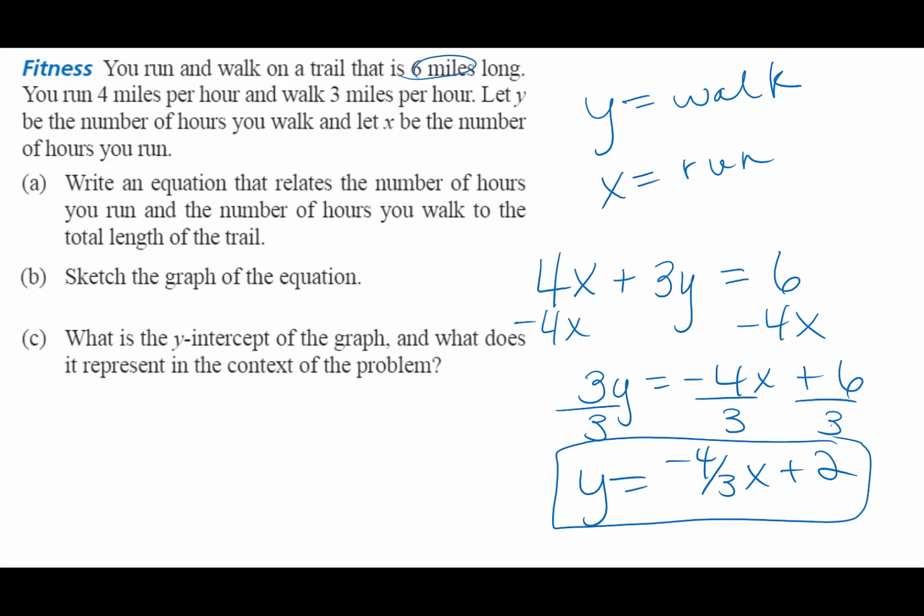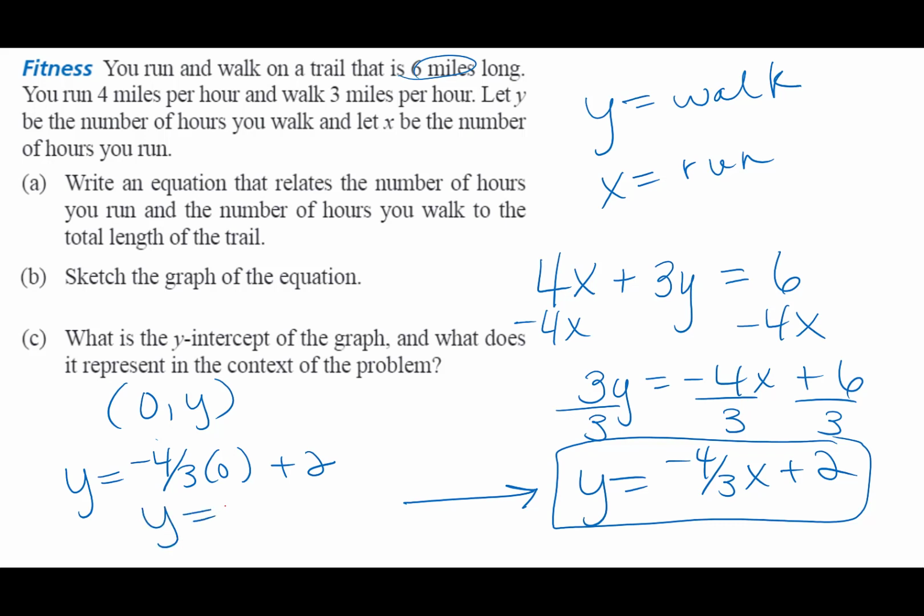Question C says, what is the y-intercept? Again, the y-intercept is 0, y. Let's just use this equation that's already in slope-intercept form. This will be y equals negative 4/3 times 0 plus 2. And do you see that y equals 2? And what does that mean? Well, if x is 0, remember x was the number of hours that you ran. And so if x is 0, that means you did not run at all. You walked the whole time.